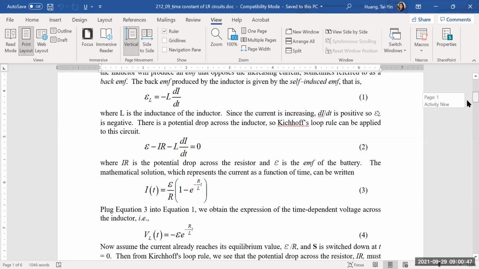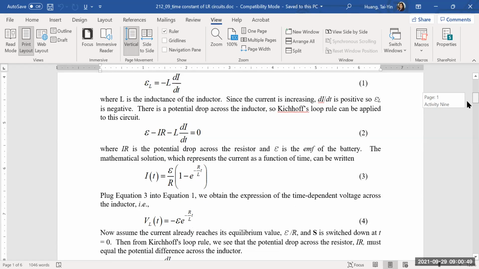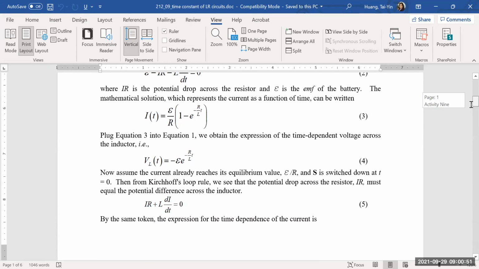Then if we remove the battery from the circuit, the equation will become like this. But before we do that, let me just say that when the battery is still in the circuit, the voltage across the inductor has this expression. That's minus EMF, which is the voltage of the battery or the power supply, and then e to the minus R over L times t.